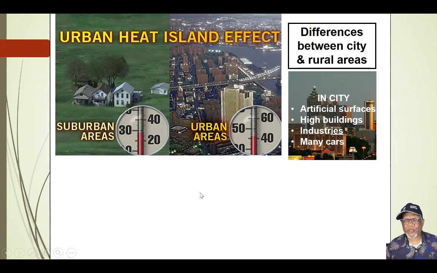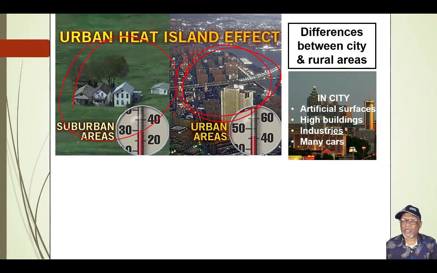What is urban heat island? You must be able to define the concept of urban heat island. So urban heat island is the warm urban area surrounded by the cooler suburbs. So this is your warm urban area and it's surrounded by the cooler suburbs.